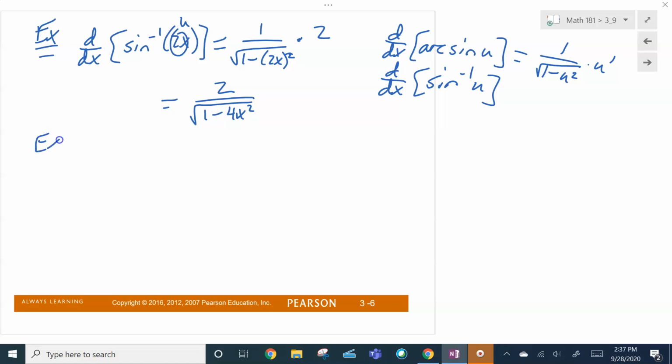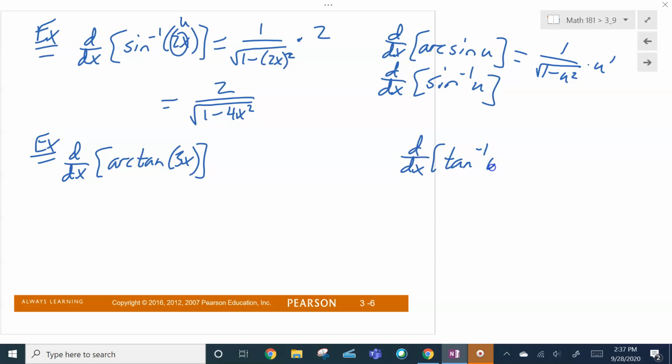Let's do another one here. Let's take the derivative of the arc tangent of 3x. So I say, well, what's the derivative of the arc tangent of u? And I look back at my list and I say, oh, that's 1 over 1 plus u squared times u prime, right? In other words, chain rule on that u.